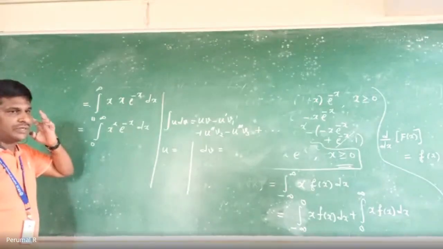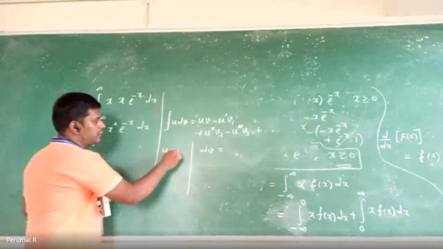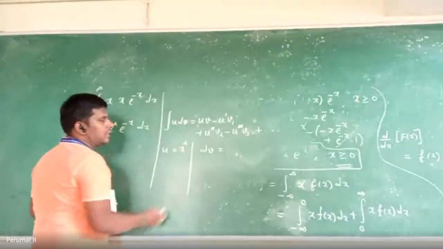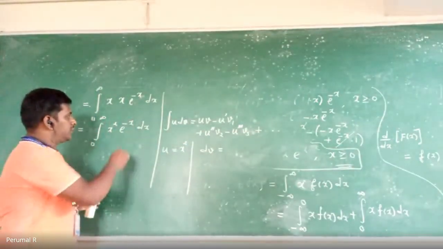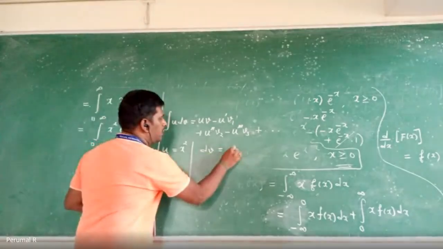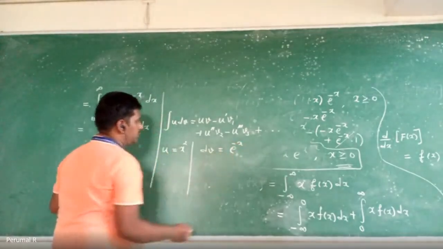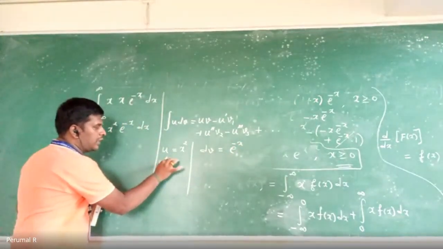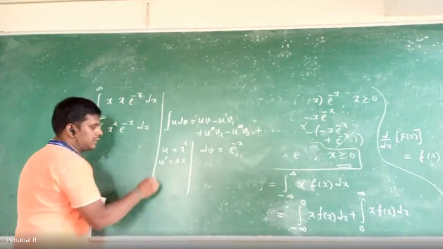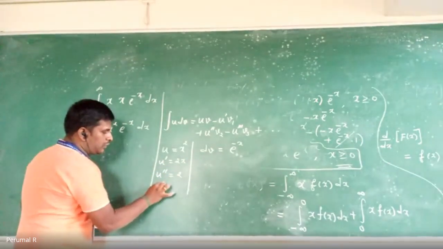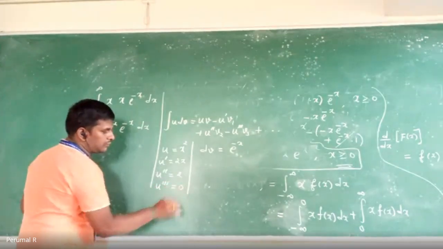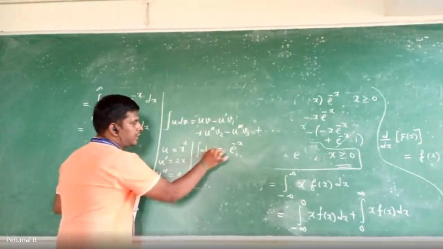According to the ILATE procedure, which one comes first? That is the algebraic function. Therefore we fix U equal to x square. After that, the exponential function comes in ILATE, so dV equal to e power minus x. Now we differentiate: U dash is 2x, U double dash is 2, then U triple dash becomes 0.